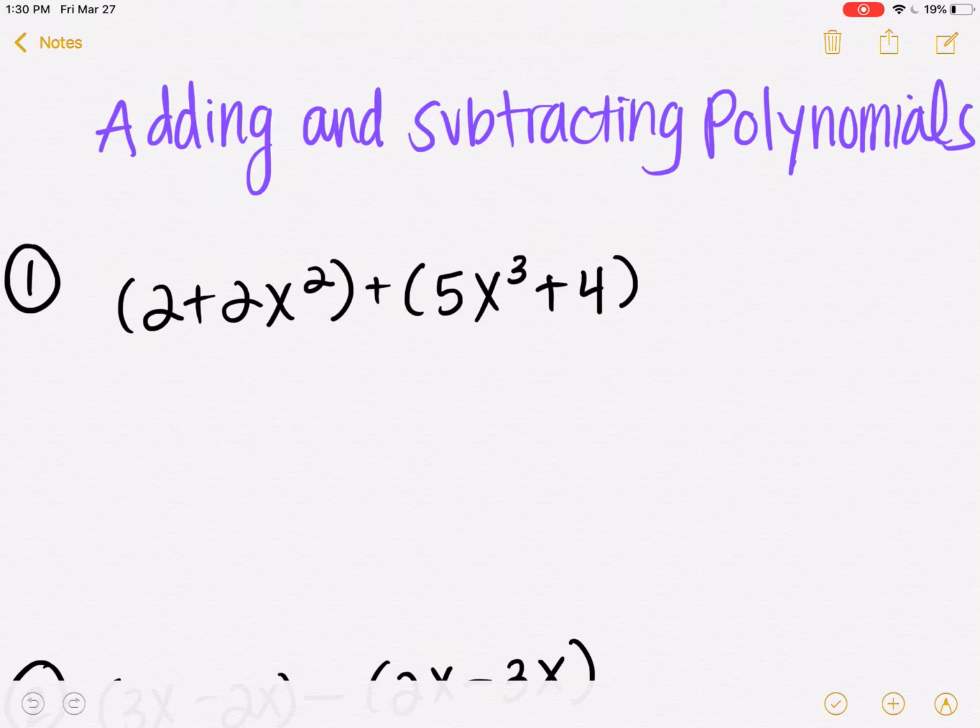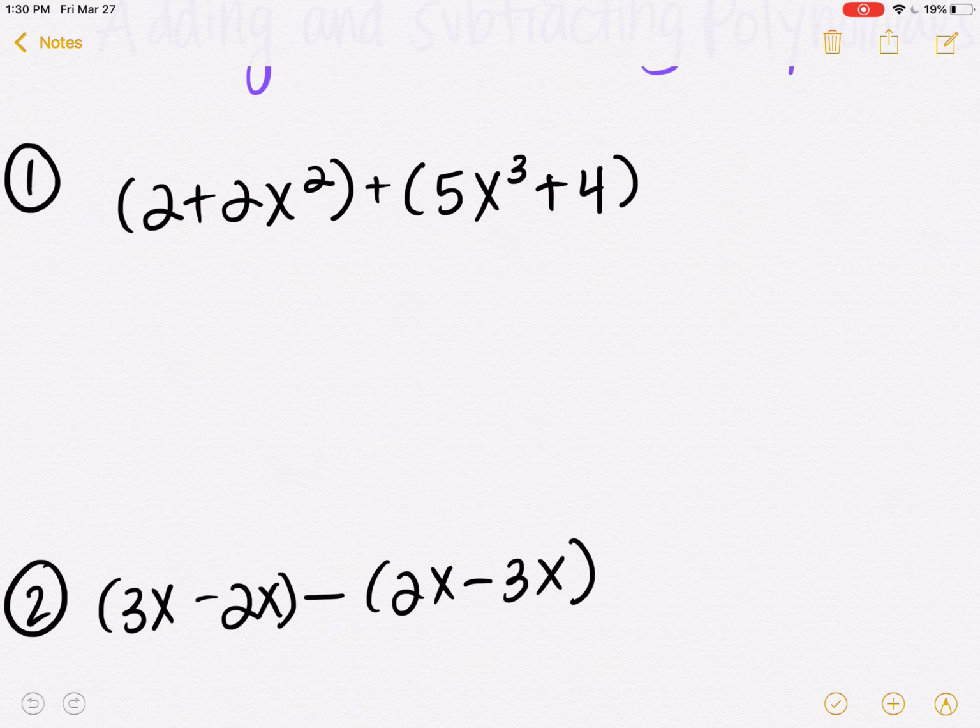Hey guys, so today's lesson is adding and subtracting polynomials. If you haven't seen the video that I posted, please watch that first. Here I'm just going to do practice problems. So in this video, I'm assuming you watched the previous video already. Okay, so again, I'm just going to recap as I go through this.